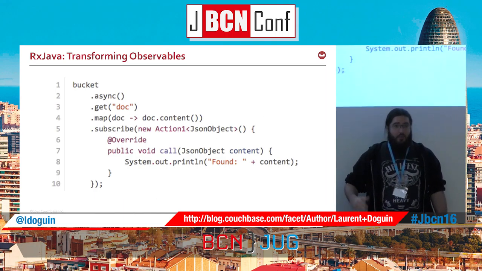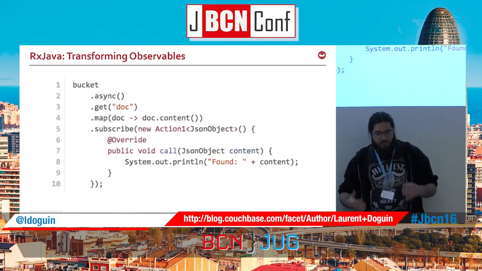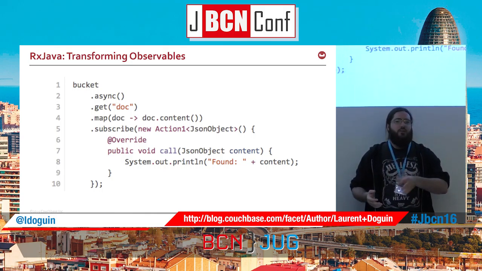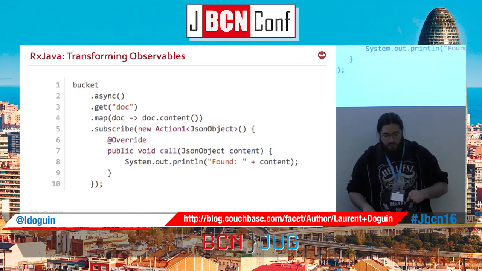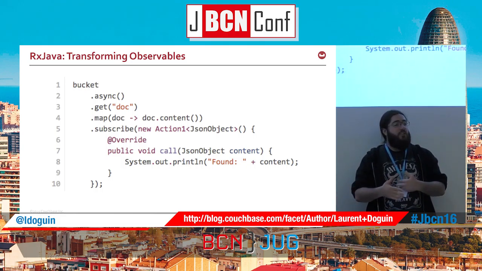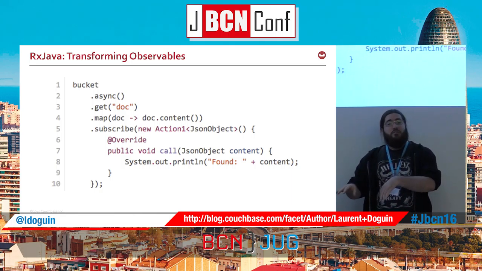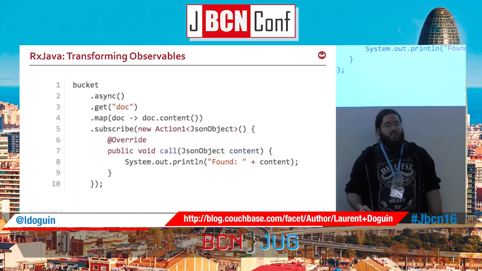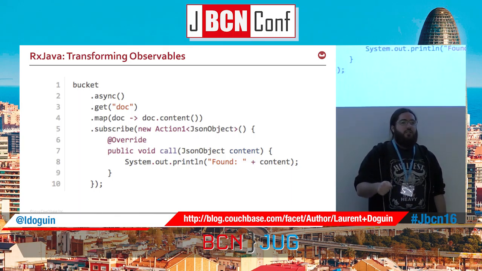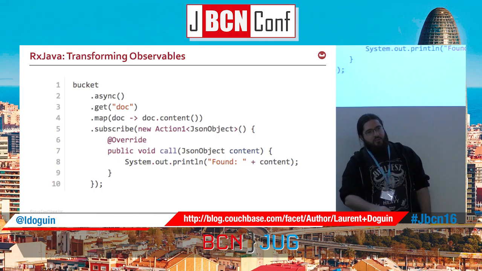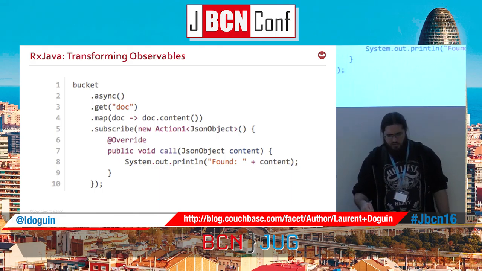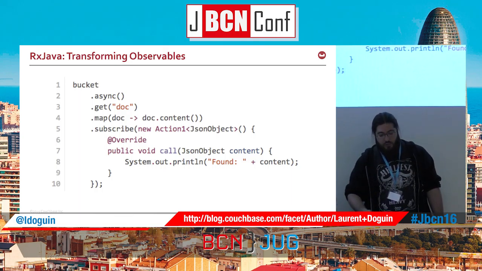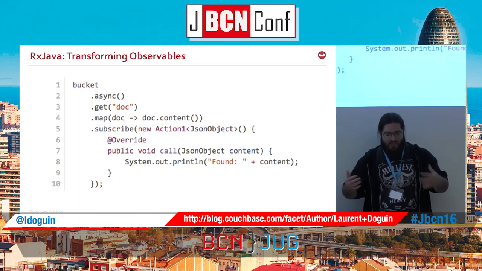In traditional code, like this, I'm taking my document, and the document in Couchbase is a key value pair with some metadata. So when I do get doc, I don't have my JSON string yet. I need to do doc content to get the value part, to get my JSON part. That's why I'm using the map operator. I'm moving from an observable of JSON documents, which was what I had there, to an observable of JSON string or doc content, the actual content of my document.